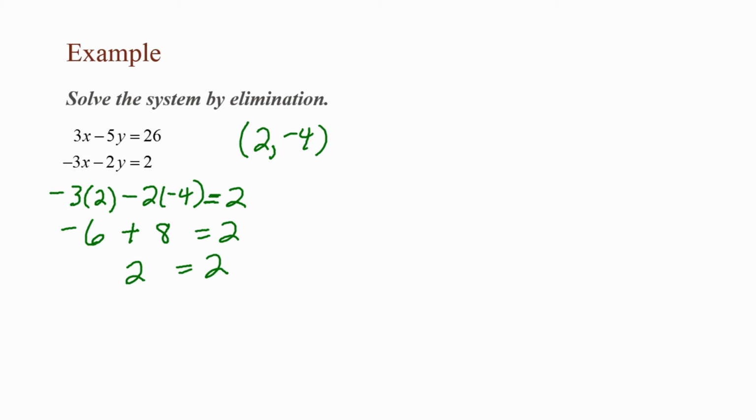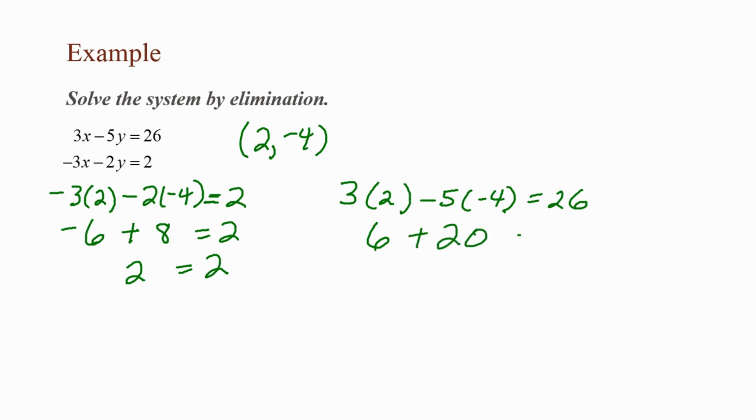Using 3x minus 5y equals 26, 3 times 2 minus 5 times negative 4 should equal 26. 3 times 2 is 6. Negative 5 times negative 4 is 20. So 26 does equal 26. 2, negative 4 is my correct answer.